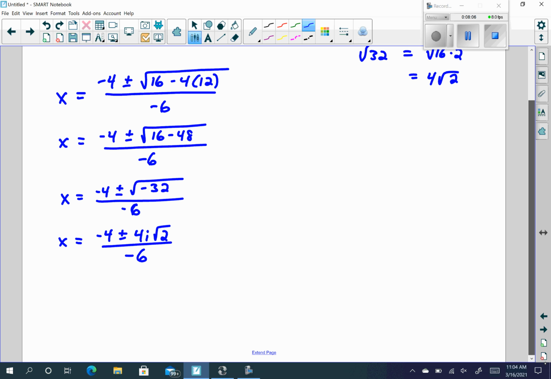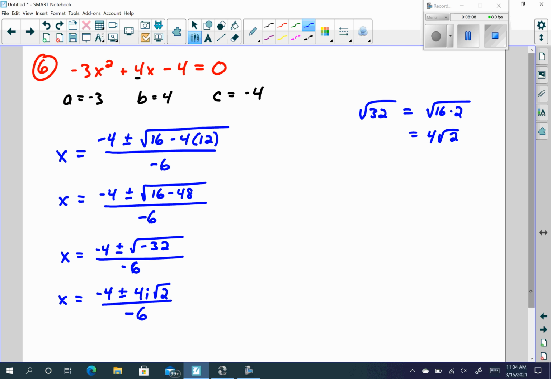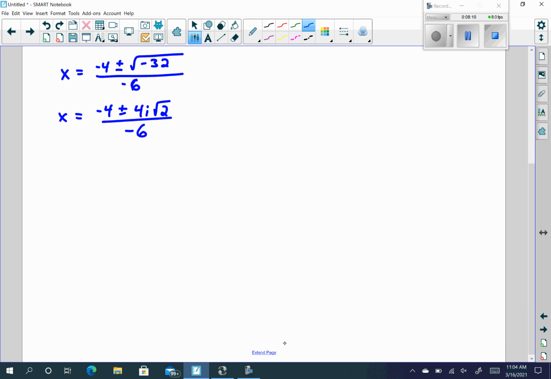Now we could simplify, and actually because I have 2 negatives leading off here, I'm going to divide everything by a negative 2. So this will actually give us a positive 2. Now because a plus or minus sign is there, that's just going to stay, and then we'll get a 2i radical 2 over 3.